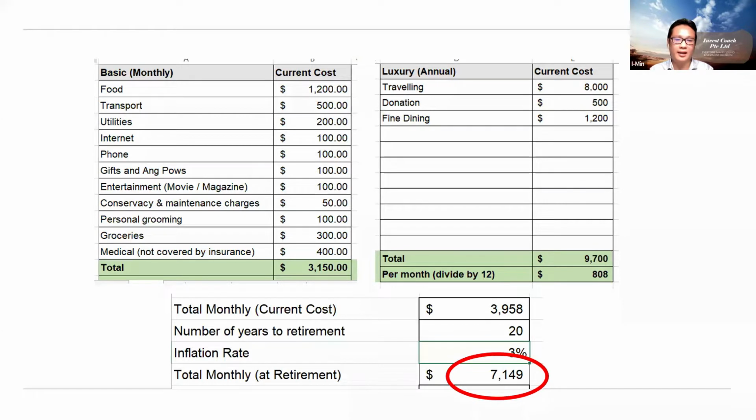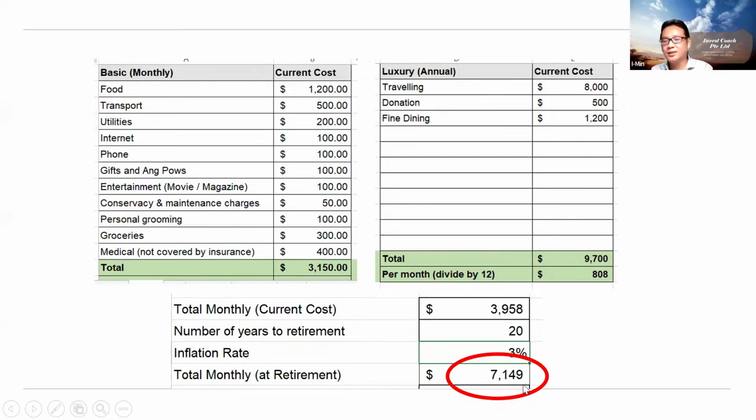$4,000 per month. Okay, so I give myself like 20 years to sort of achieve financial freedom. That means on the day I get financial freedom, I have enough passive income. So I just give myself 20 years, which is my retirement age. So of course, 20 years later, the same basket of goods will not cost the same amount. It's going to be more expensive.